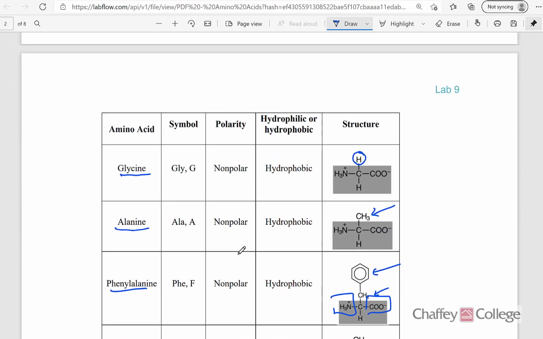Some other properties of amino acids are also given in this table, where the important information about each amino acid is the symbol. For example, glycine, the symbol is either GLY or just G, and also the polarity of these amino acids. Some of the amino acids are non-polar and some of them are polar. So all the information needed for the first part of the lab report is provided in this table.